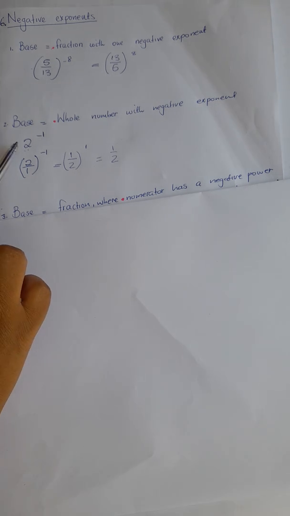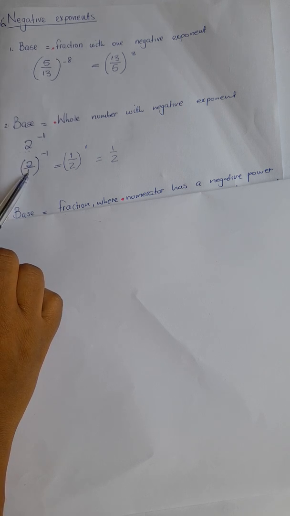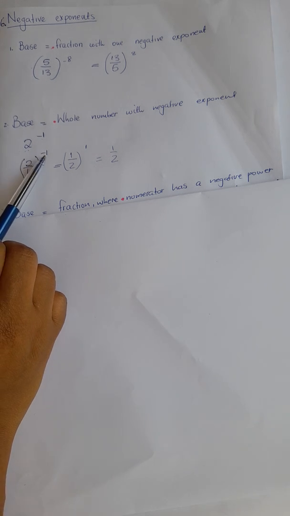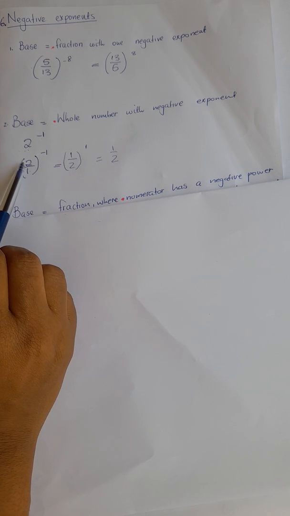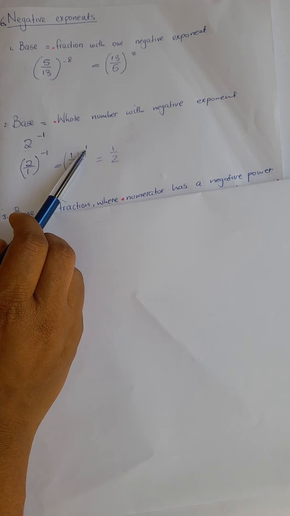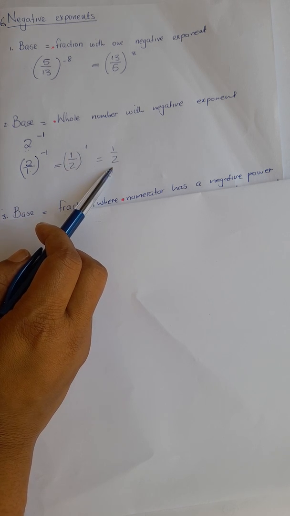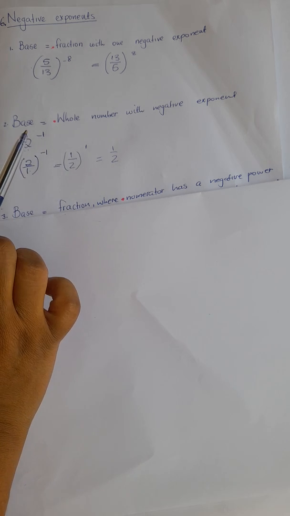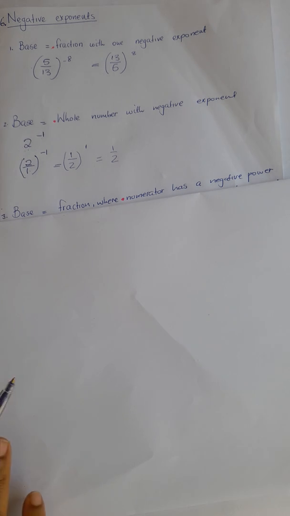I'm going to have 1 over 2 to the power of 1, which is the same as 1 divided by 2. If it's a whole number, you convert that whole number into a fraction, so it becomes 2 over 1, still raised to the same negative exponent. Only after converting the base do you swap. Now my numerator is at the bottom and my denominator is at the top. Now I can make my exponent positive, and that is the same as 1 over 2. Can you follow that? Please look at the example and ensure that you follow.